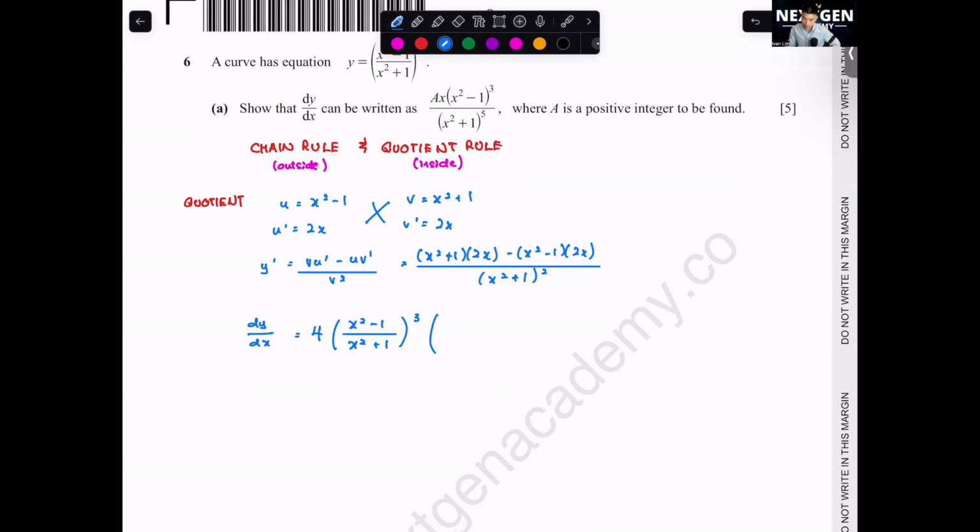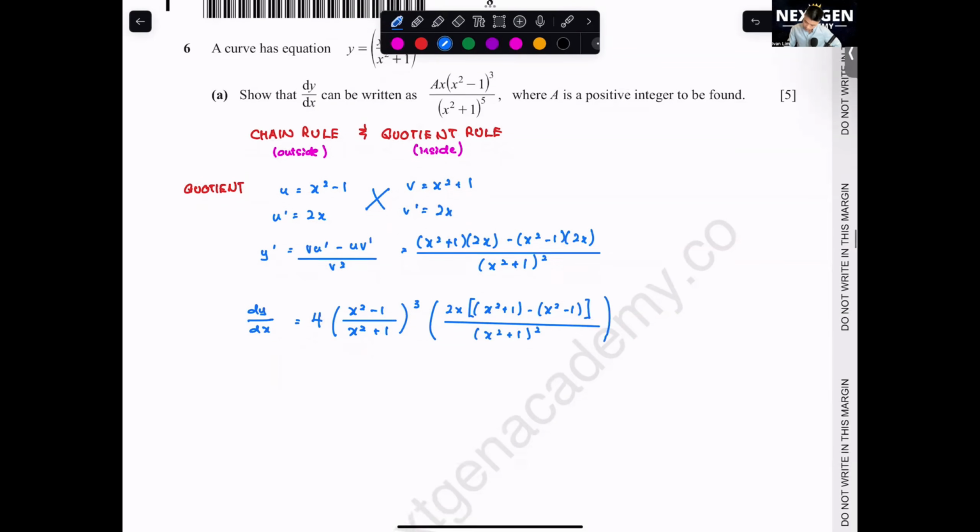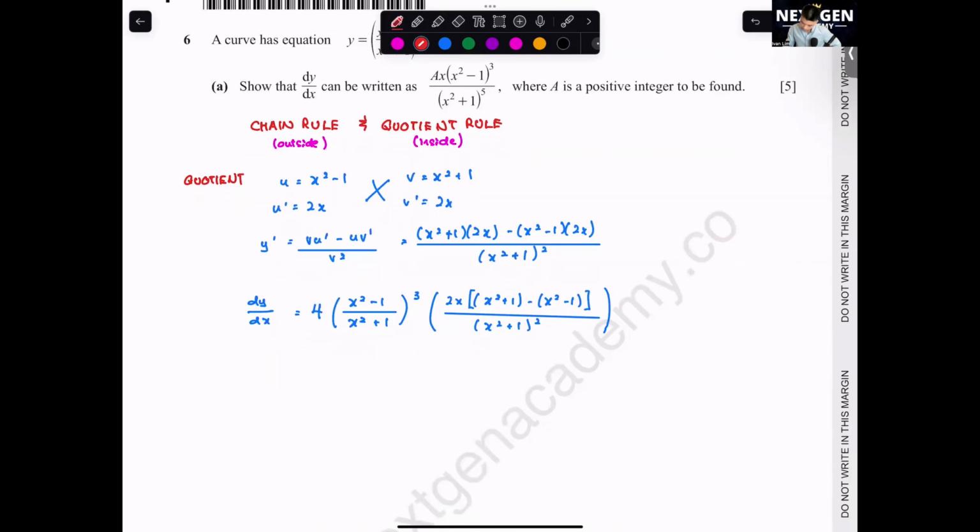Okay, let's see, what we can do here, maybe I factorize this out. So we'll be left with x squared plus 1 minus x squared minus 1 over x squared plus 1 squared. This part here will be x squared minus x squared, so no more. 1 plus 1 inside here will be 2, so 2x times 2 will be equal to 4.